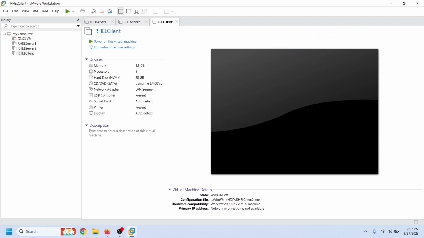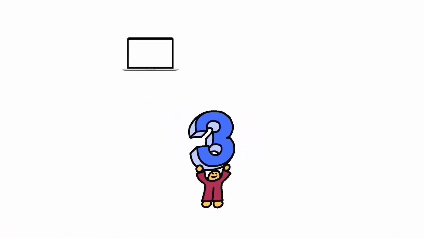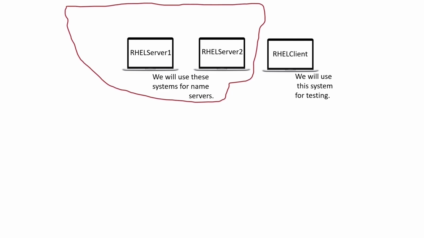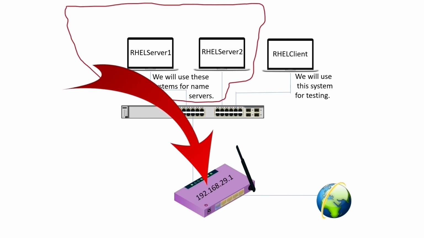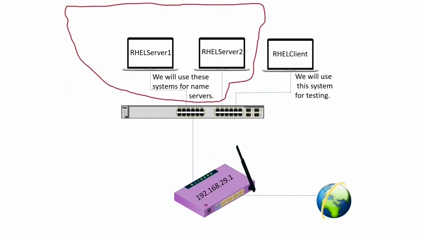If you want to use physical systems to replicate this lab, you need 3 systems. You need 2 systems for server configurations and 1 for client configuration. You also need the internet connection. Connect systems with the network and note down the modem's IP address. Configure modem's IP address as the default gateway IP address.